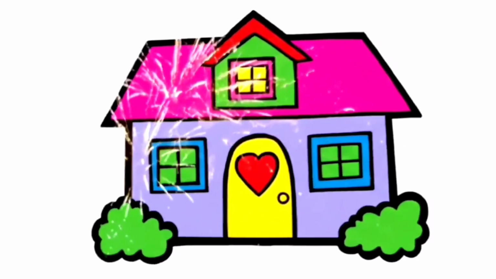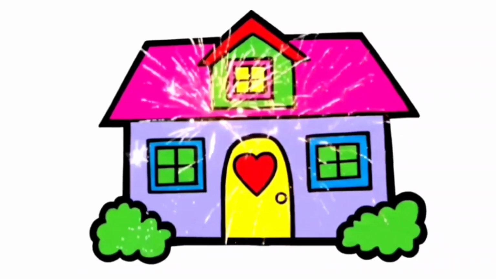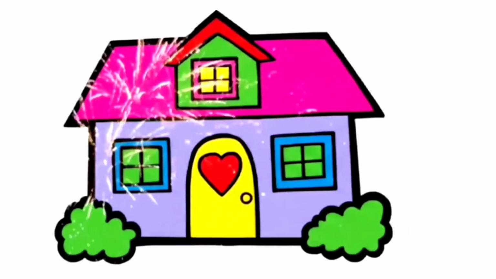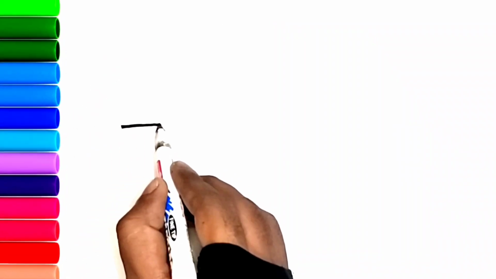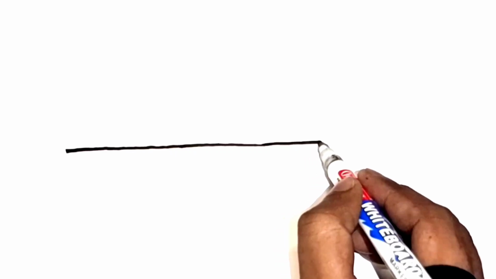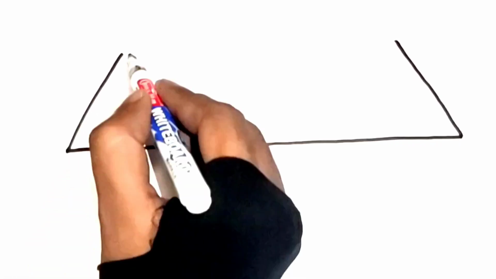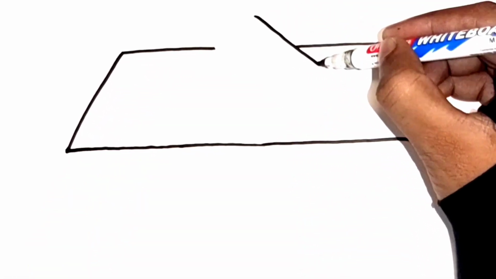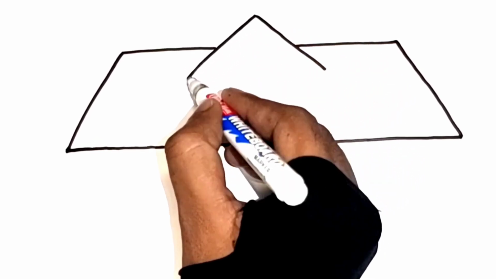Hey everyone! Today I am going to draw and color a beautiful house step by step. Let's start drawing. First I'll draw a long line like this. Then I'll draw a curved line like this on both sides. Now I'll make a design like a house in the middle of it.